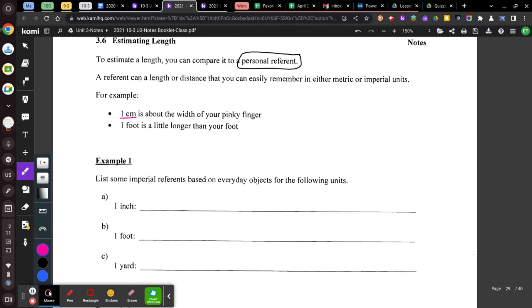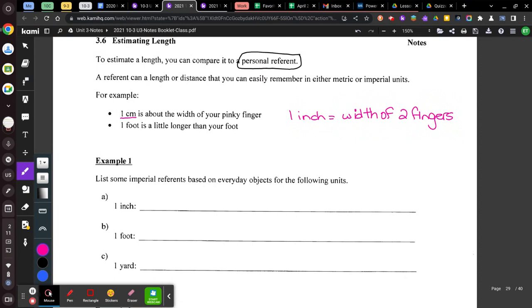Now, there's also one that we could do this way. 1 inch equals the width of 2 fingers. Doesn't matter which 2 fingers. If you put them up like this and measure the width of them, it should be about an inch, approximately. Then a foot's a little bit longer.